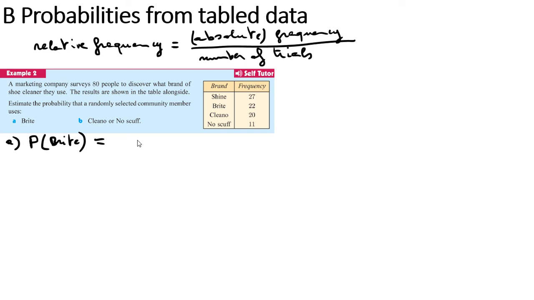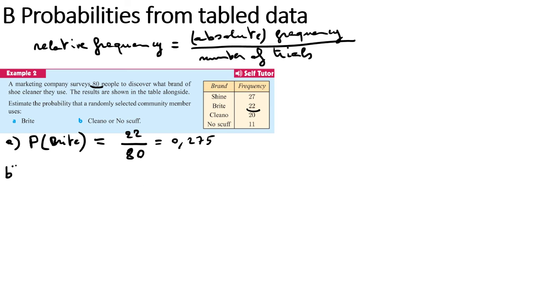So the relative frequency that a randomly selected person uses the brand Bright is equal to the absolute frequency of selecting that brand, which is 22. We can see that here. That is the absolute frequency over the number of people, and we have in total 80 people. So it's 22 over 80, which is equal to, if we use our calculator, 0.275. That is the answer for A.